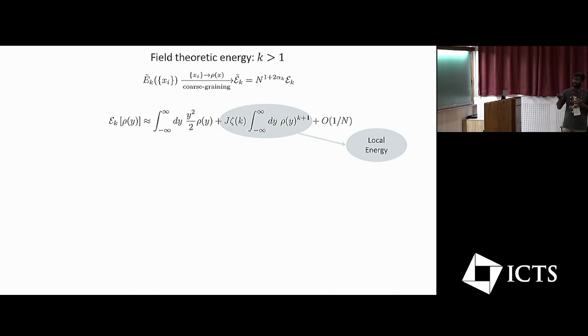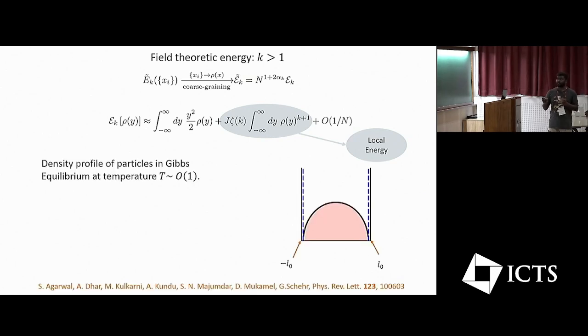Using this local energy, we can compute the density of the particles at equilibrium when the temperature is order 1. What we find is the density has a finite support, and generally we would expect for finite temperature systems to have slightly decaying tails. However, that does not happen here in a thermodynamic limit, because energy is super extensive and entropy is extensive. And again, this is another ingredient which is going to be useful.